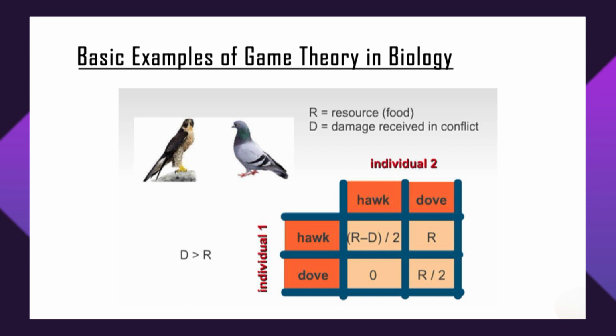Hawk and dove is correlated with the food, resources defined by R, and damage received, as in a conflict. But hawk and hawk means definitely there is no option of the food. Therefore, the average value, there are 2 elements, therefore 2, but R minus D, it means the food, but those food are not acceptable, which is damage.